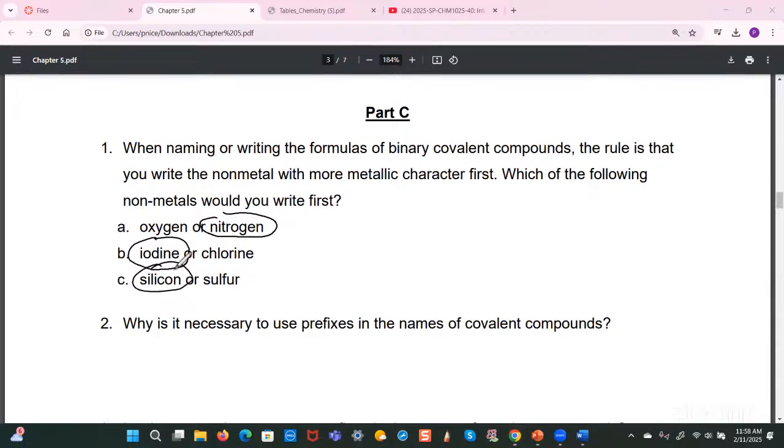So silicon. Okay, the next question is, why is it necessary to use prefixes in the names of covalent compounds? And the answer is what? Why is it that we use prefixes to indicate how many atoms of the different elements are present in the molecule. Exactly. So that's all you have to write down to answer that question. The reason why it's necessary to use prefixes in the names of covalent compounds is to indicate the number of atoms of each element present per molecule. Okay, let's see what follows that.